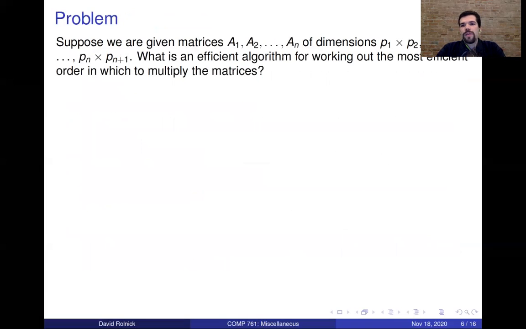Okay, so suppose we're given a bunch of matrices in general, and they all chain together. So the dimensions of the matrices are nice. They're compatible with multiplying them in order: P1 times P2, P2 times P3, P3 times P4, and so on. What's an efficient algorithm for working out the most efficient order in which to multiply the matrices? Somebody's guessing that it's dynamic programming because we're talking about dynamic programming.